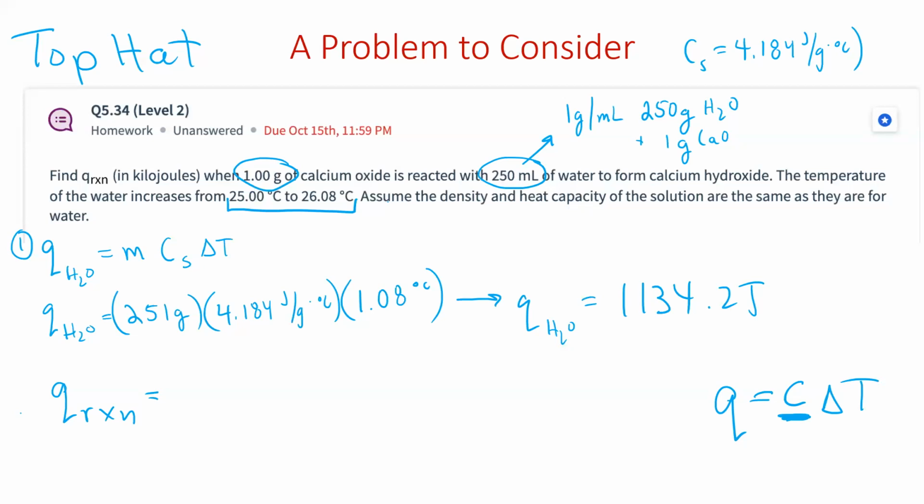We don't need to, right? We already know the heat of the reaction. What's the heat of our reaction? Yeah, right. The water absorbed this energy, 1,134 joules. So our reaction lost 1,134.2 joules. So what would that make our final answer in kilojoules? Yeah, negative 1.13 e to the 3, 3 significant figures.